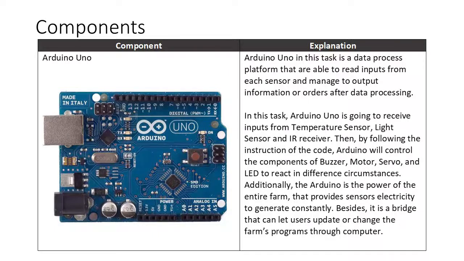This is Arduino Uno. Arduino Uno in this task is a data process platform that is able to read input from each sensor and manage the output informational order after data processing. In this task, Arduino Uno is going to receive input from the temperature sensor and light sensor. Then, by following the instructions of the code, Arduino will control the components of buzzer, motor, servo, and LED to react in different circumstances. Additionally, the Arduino is the power source of the entire farm that provides electricity for the sensors to generate signals. Besides, it is a bridge that lets users update or change the farm's program through a computer.